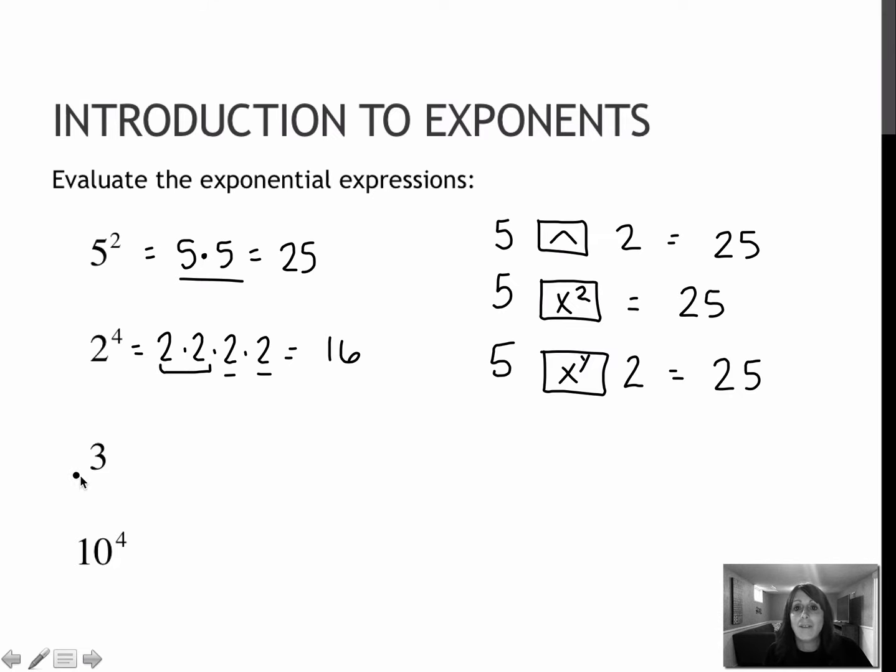3 does not have an exponent on it, and so it's important to understand that if there's no exponent, the exponent is 1, which just means I have 1, 3, so my solution is 3.